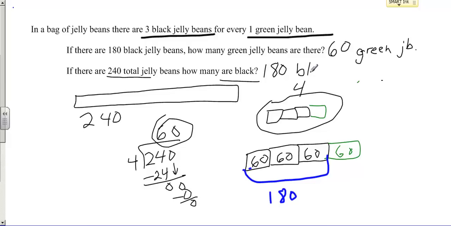180 black jelly beans. Now this time it happened to work out that if you add 60 plus 180, you get 240. It won't always work out that way. You have to do all of the steps here. Good luck with your homework tonight, and I'll see you tomorrow.